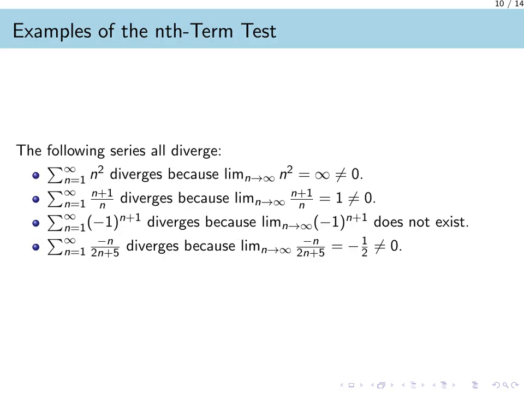Next, look at the series with terms -1 to the power of n plus 1. These terms alternate between +1 and -1 and never settle down. The limit does not exist, and therefore is not zero, so this series also diverges. Finally, for the series with terms -n over the quantity 2n plus 5, the limit as n approaches infinity is -1/2. In each of these cases, the limit of the terms is not zero, so the nth term test tells us that the series must diverge.